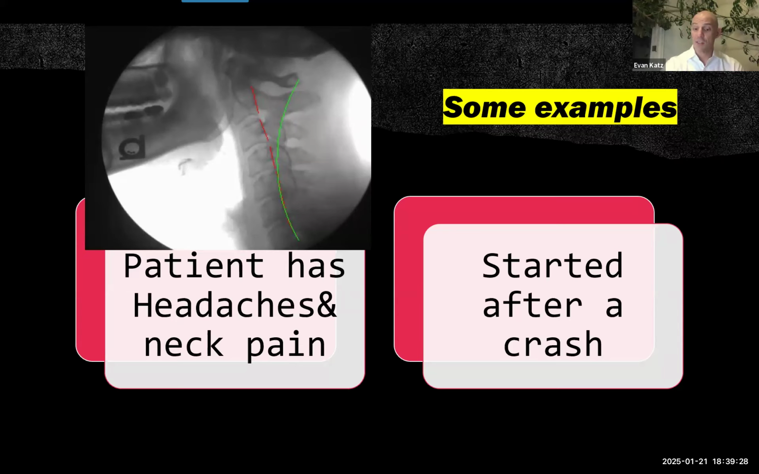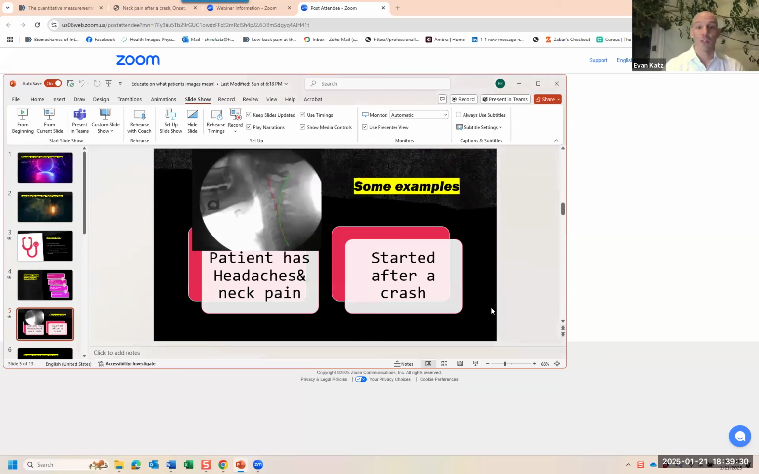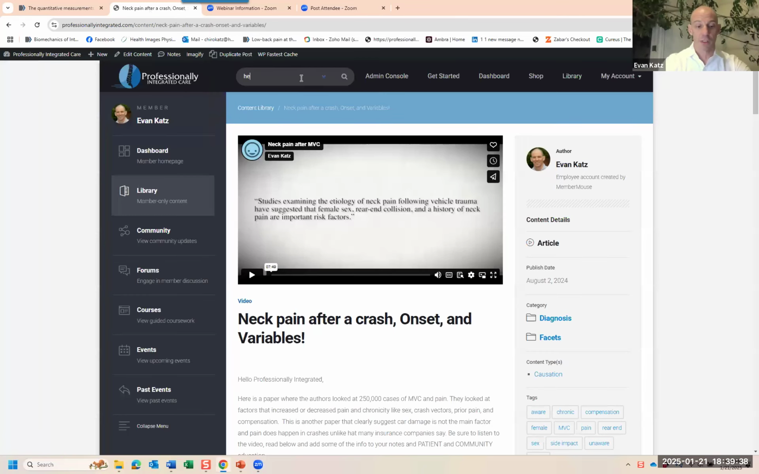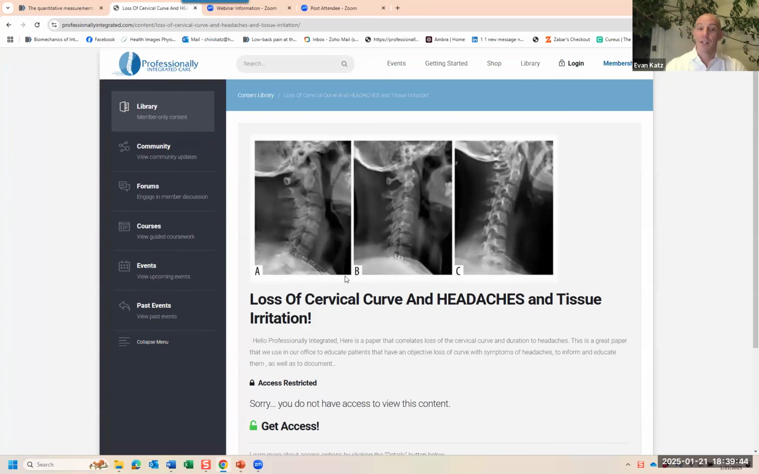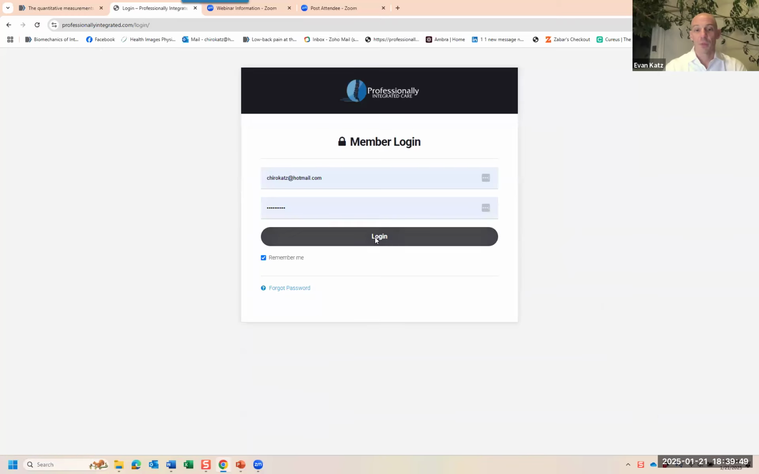Now, in terms of headaches, from there, what we're going to do is, I think you can still see my screen. There's a number of different things that we can look at on the site where you can quickly go headaches. Type in headaches, do a quick search. Oh, look, loss of cervical curve and headaches.